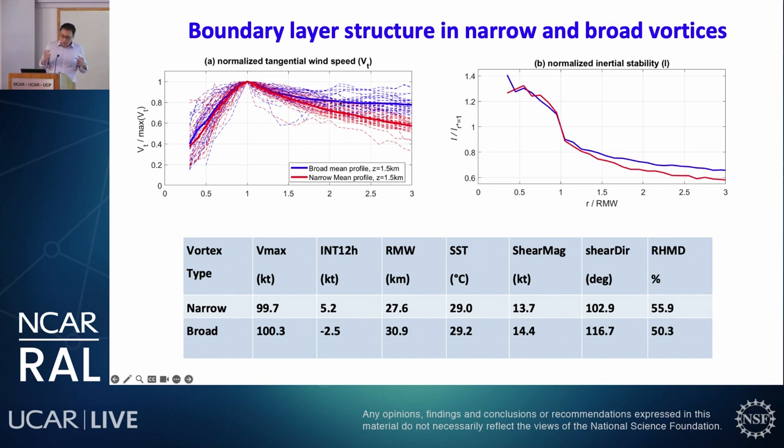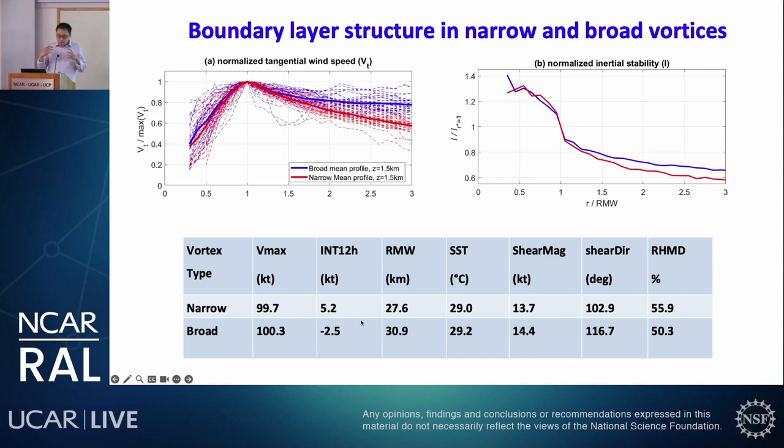Then I composited the Doppler profile data for the broad vortex, the blue cases, and the narrow vortex, the red cases. The right-hand side shows the inertial stability parameter, again normalized, and as expected, the broader vortex has larger inertial stability and the narrow vortex has smaller inertial stability. I also checked other parameters. Interestingly, for these two groups the mean intensity is not significantly different. Other parameters like RMW, SST, shear direction, and mid-level humidity are all similar, except the intensity change rate. For the narrow vortex, the average 12-hour intensity change is 5 knots, while the broad vortex weakened by about 2.5 knots on average. This difference is statistically significant.